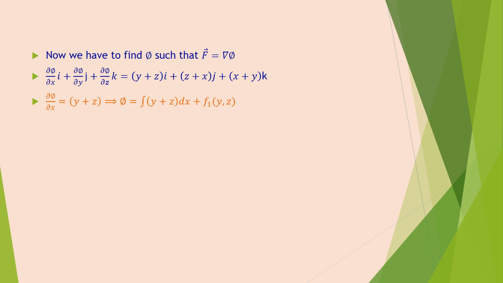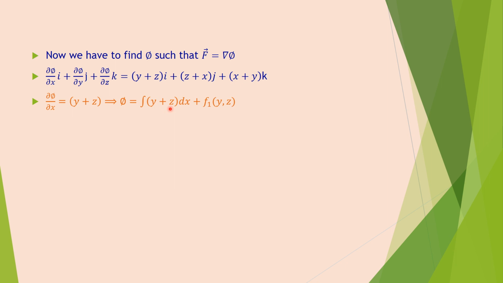Now, a very important point here. Since two vectors are equal, one on the left side and one on the right side, we can equate component-wise coefficients. On the right side it is (y plus z)i, on the left side it is dou phi by dou x. So we can equate dou phi by dou x to y plus z. Now we know that integration and differentiation are inverse processes. So to find the expression for phi, it is enough to integrate the right side. So phi equals the integration of y plus z.